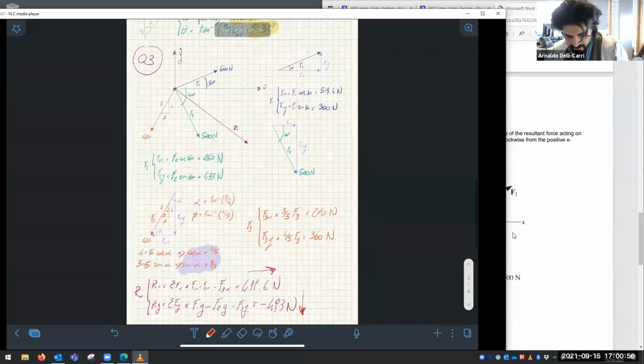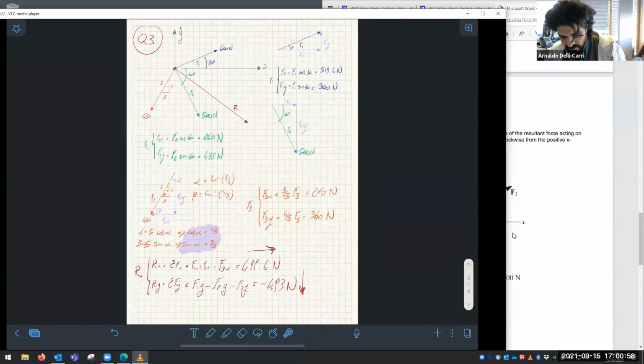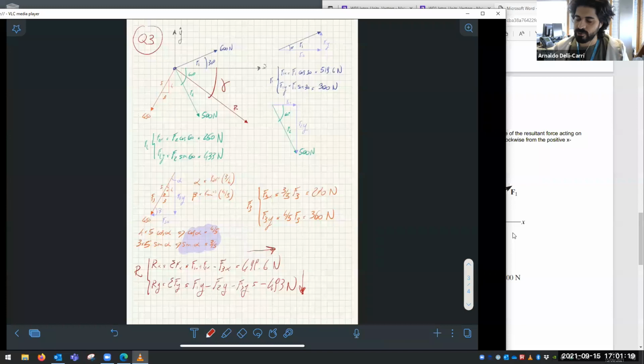And as I was saying, see this direction, so rightwards and downwards. That's my resultant. And look, it looks like they're almost the same number. So it's almost pulling with the same intensity rightwards and downwards. So this angle here, which is what I want to find, let's call this gamma. This angle here is almost 45 degrees.